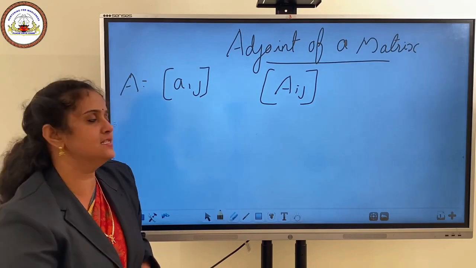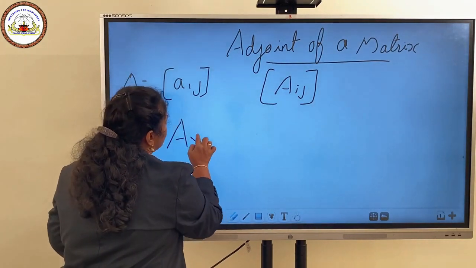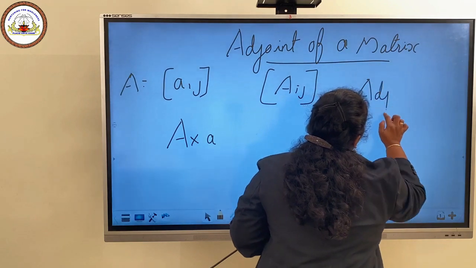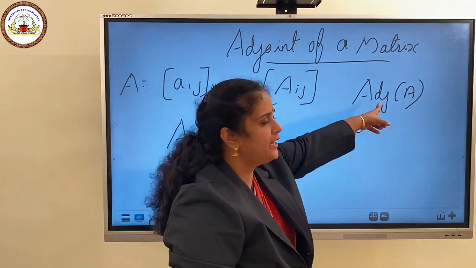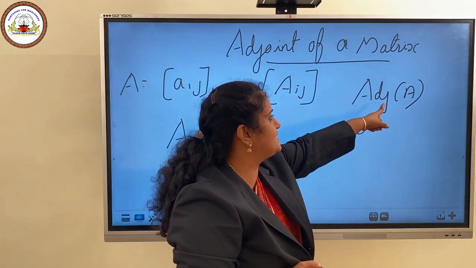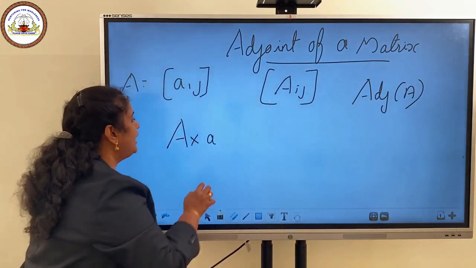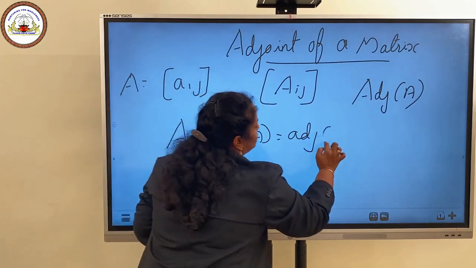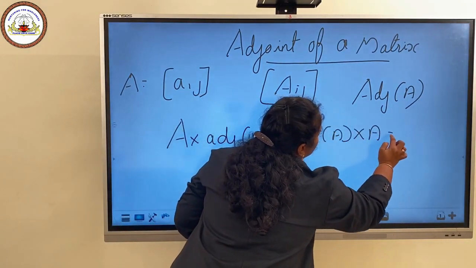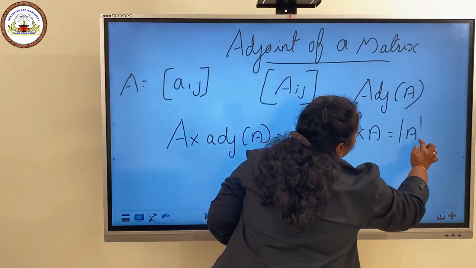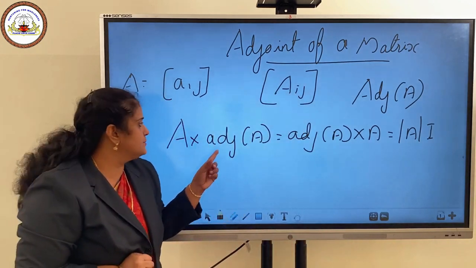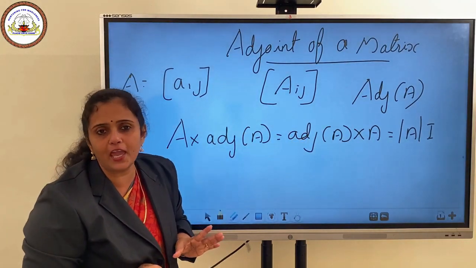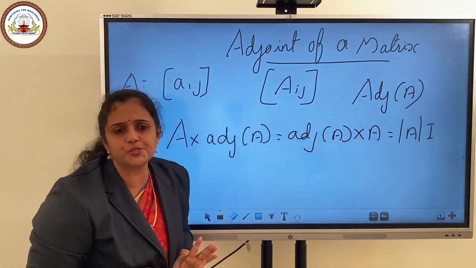The first important property is A into adjoint of A. We can denote the adjoint of A as ADJ A. The property is A into adjoint A is equal to adjoint A into A, which is equal to the determinant of A into I, where I is the identity matrix.